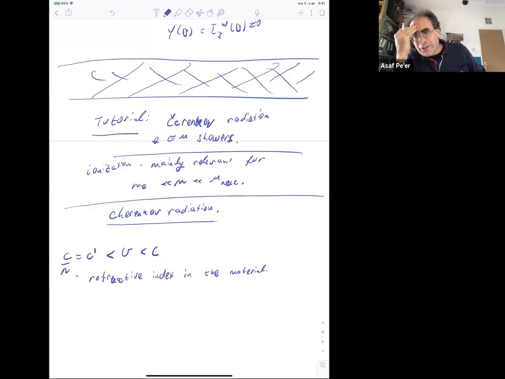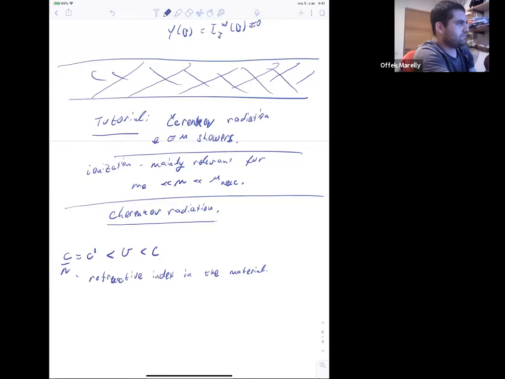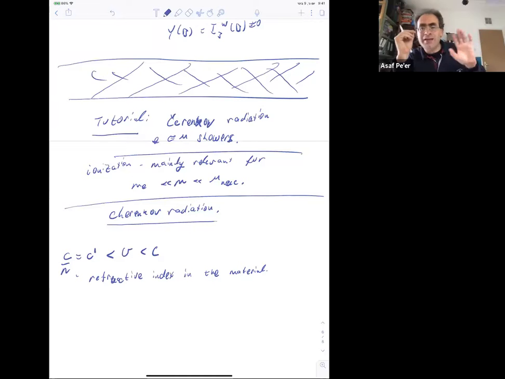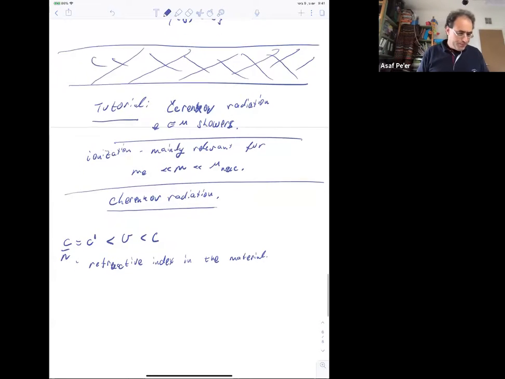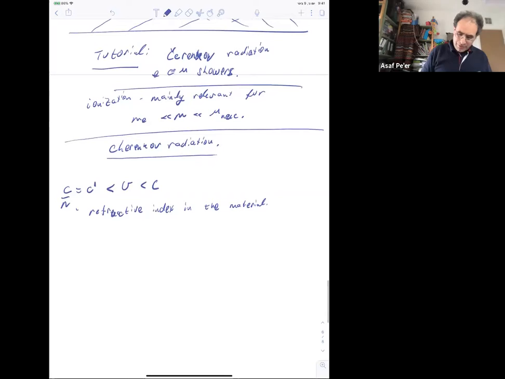If you don't know what I'm talking about, Google Cherenkov radiation, and you're seeing this shiny blue light. This is exactly the Cherenkov radiation. All right, the picture is clear. So let me write it down just to have it written somewhere, right?